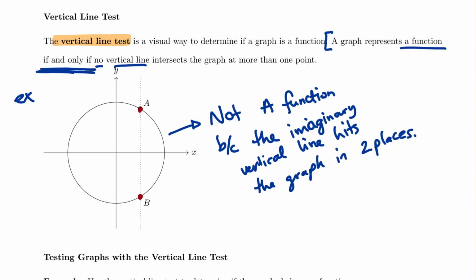So the vertical line test is a great tool. It can only be used when you're given a visual depiction of the graph, but if you're given a picture of the graph, just imagine drawing vertical lines to the graph, and if you see it hit in more than one place, then it's not a function. If there's no vertical line you could imagine that hits it in more than one place, then it is a function. So let's go through some examples of this.